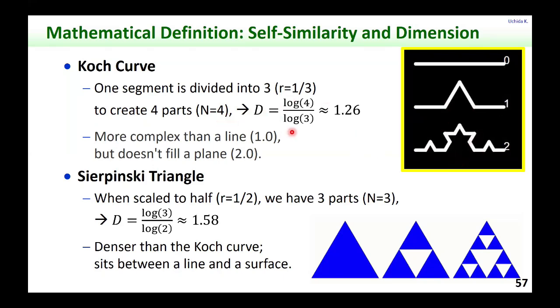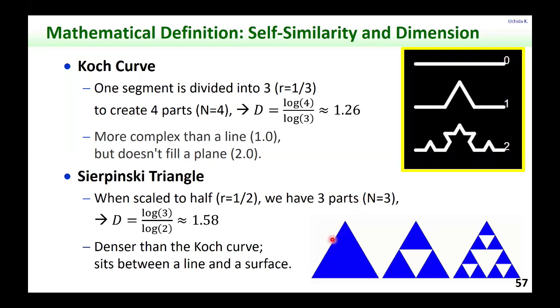So here, the dimension can be calculated as log 4 over log 3, which is something like 1.26, which is a little more complex than a single line, but doesn't feel like a plane, 2.0.